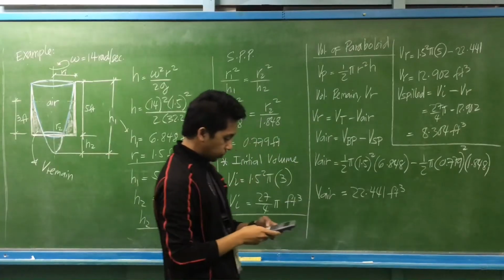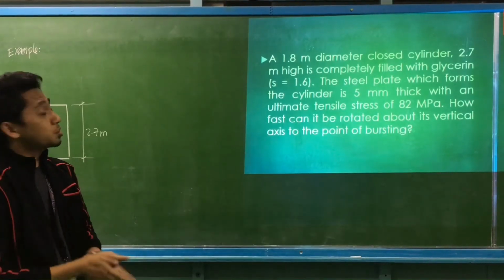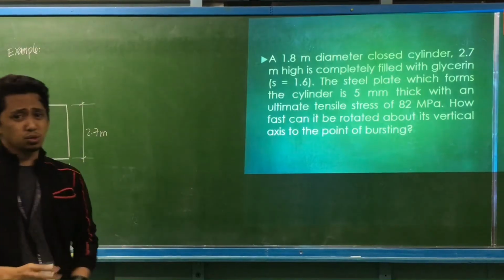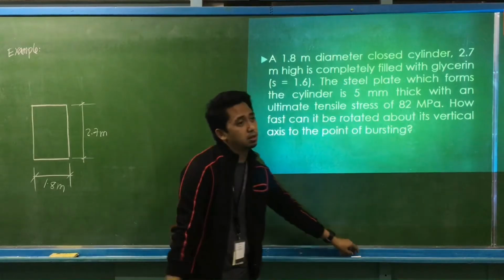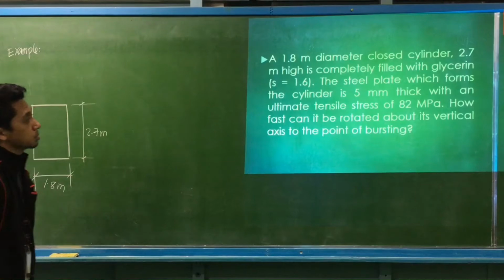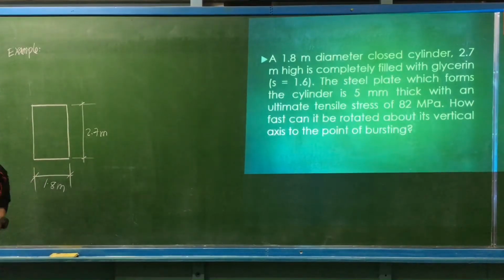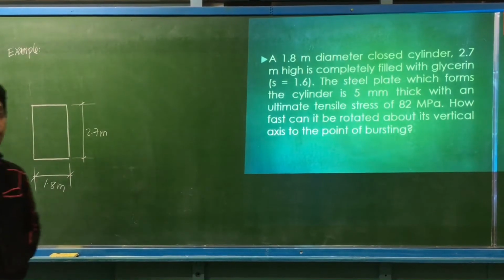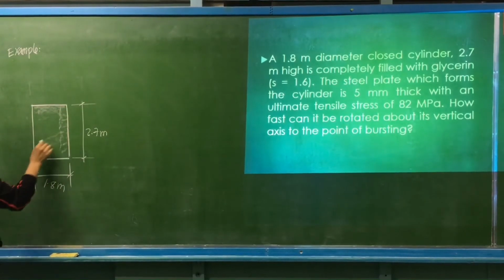So let's check. Let's go to the next example. I just want to have an example for a closed tank. This problem is similar to one past board exam. When it comes to rotating vessels, don't forget that they do show up in board exams. Similar to one of the past boards: a 1.8 meter diameter closed cylinder, 2.7 meters high, is completely filled with glycerin with a specific gravity of 1.6. Take note that this time the tank is completely full.